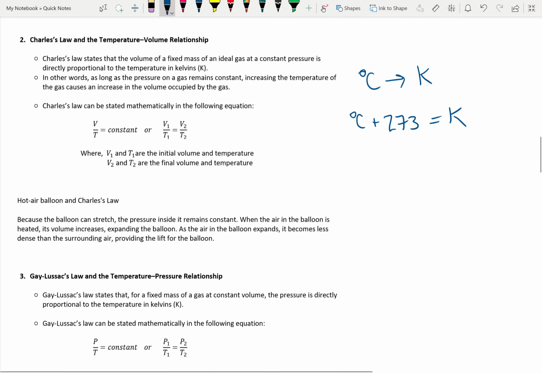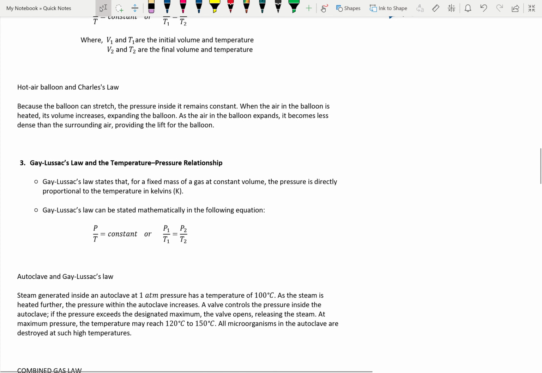Our third gas law is Gay-Lussac's law, and that is a temperature-pressure relationship. It states that for a fixed mass of gas at a constant volume, the pressure is directly proportional to the temperature, again in Kelvin. Remember, any temperature we have to change from Celsius to Kelvin. So for the temperature-pressure relationship, we have constant volume. Volume doesn't change here. We can express this mathematically: pressure 1 over temperature 1, which is our initial pressure and temperature, is equal to pressure 2 over temperature 2, which is our final.